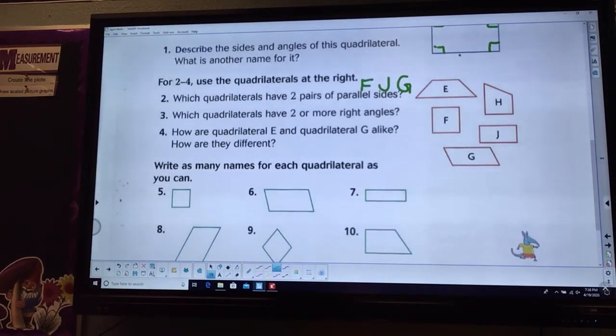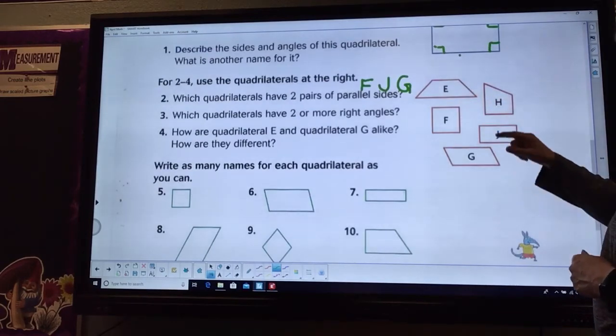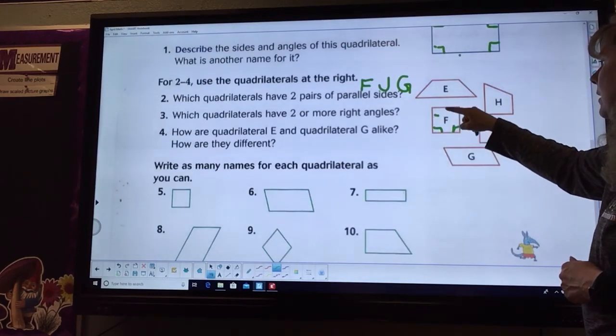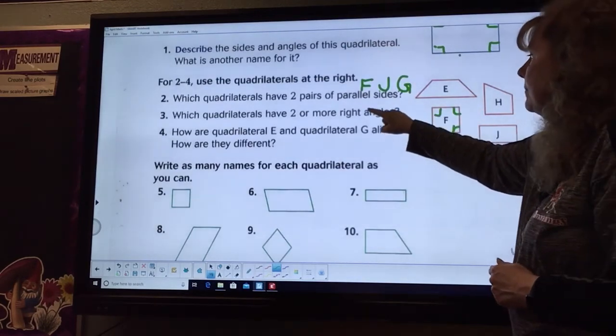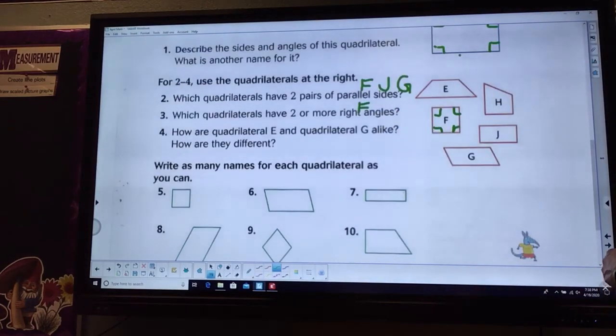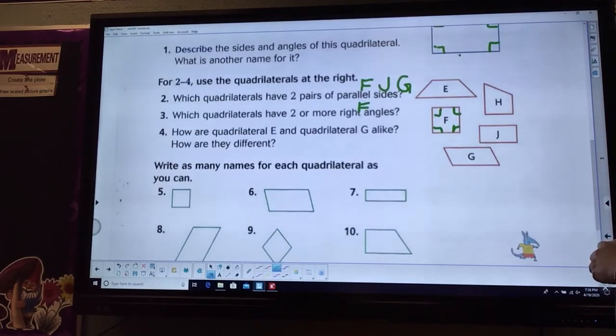Number 3, which quadrilaterals have 2 or more right angles? Okay, this one, we're specifically looking at the angles. If you look in E, there are no right angles. How about F? Oh, 4 right angles. So I definitely want that one, right? Okay. How about G down here? Oh, I'm not seeing any right angles on that. I can't make a corner on any of them.